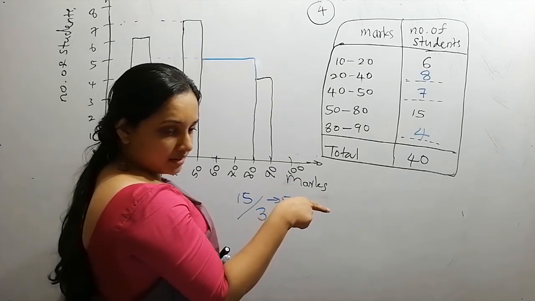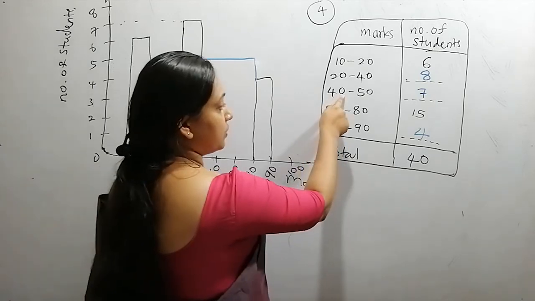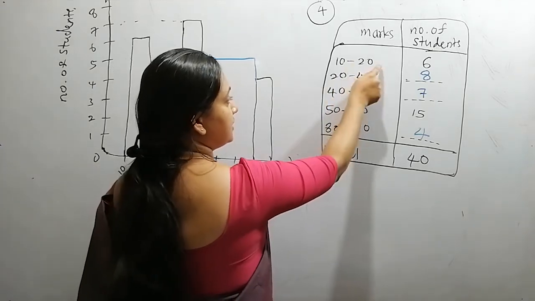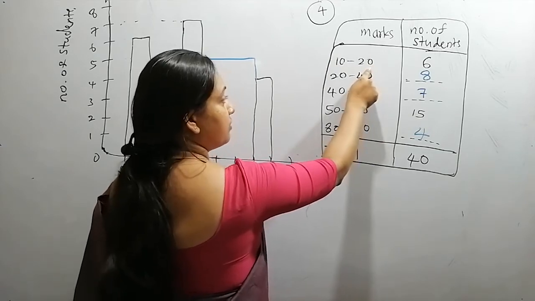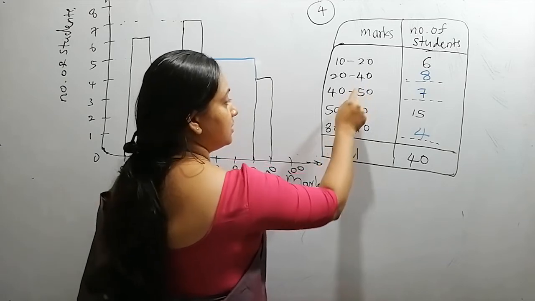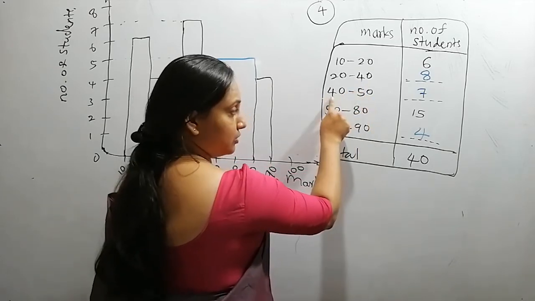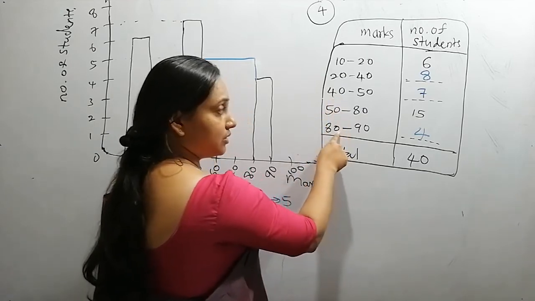More than 40 marks as a percentage of the total number of students. Then more than 40. Here in this group, students get less than 40 marks. In this group, less than or equal to 40 marks. But from this group, greater than 40. Here greater than 40 and here greater than 40 marks.